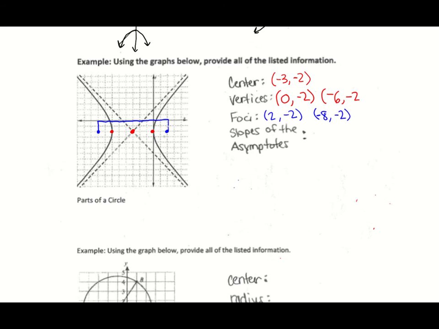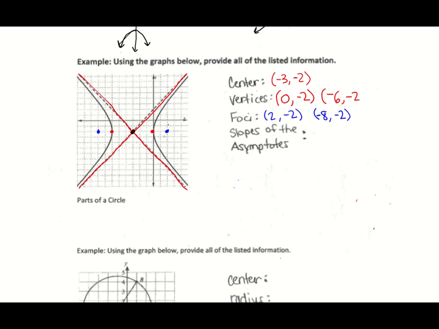Then the last thing it wants us to find is the slopes of the asymptotes. And remember, our asymptotes are the lines through our hyperbola. So we've got one asymptote right here and one asymptote right here. Now to find the slope of the line, we just need to find 2 points on that line and find our rise over run. So if we have this point in our center right here, we can use that point.